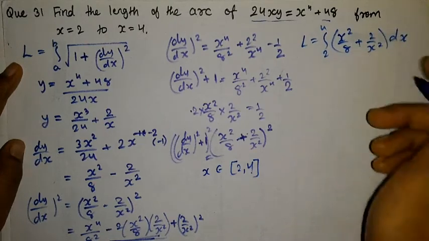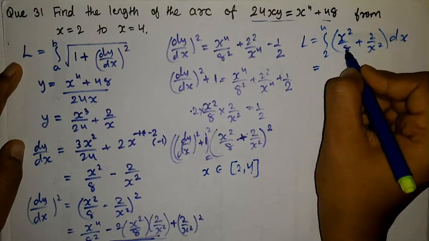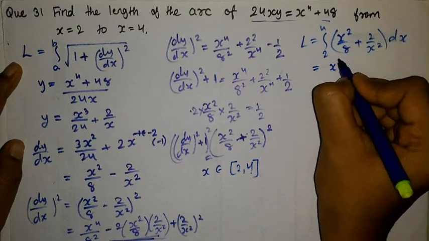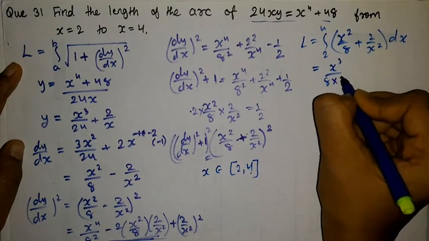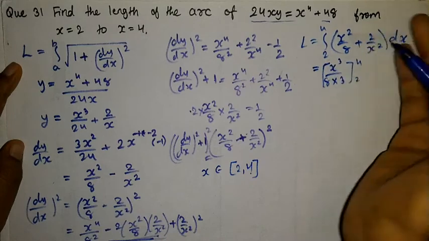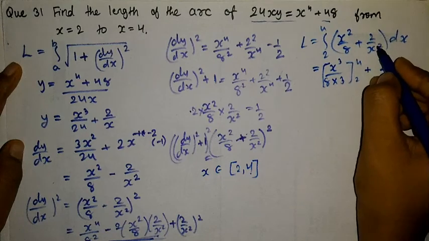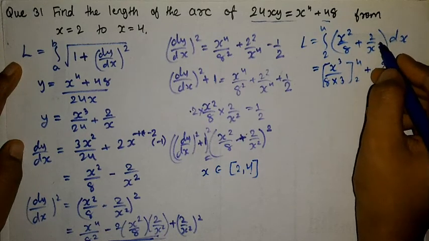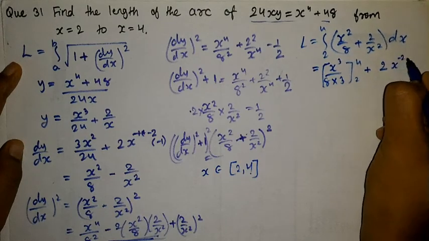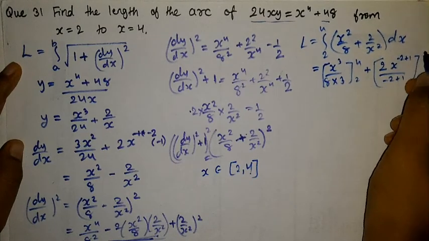Now integrate this term. Let's integrate first this term, so we get x raised to 2 plus 1, that is 3, upon 8 into 3, its limits are from 2 to 4. I am doing the integration separately. Plus 2, when we take x square to the upper side we get x raised to minus 2, and x raised to minus 2 plus 1 upon minus 2 plus 1. Its limits are also from 2 to 4.